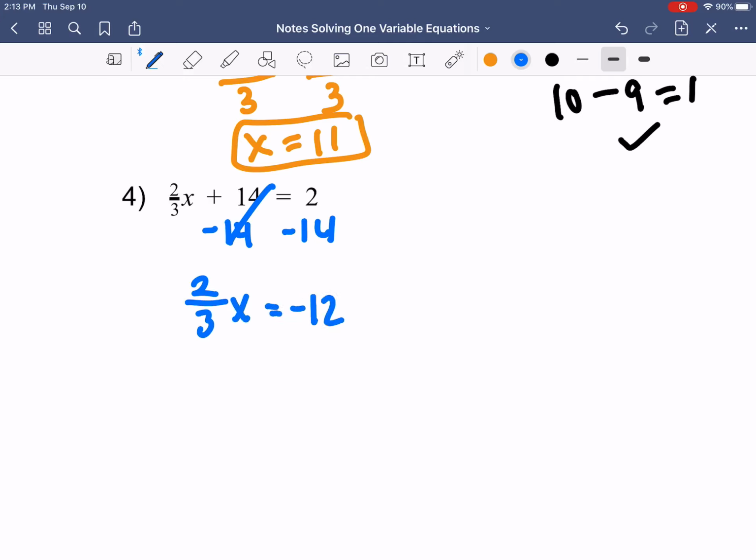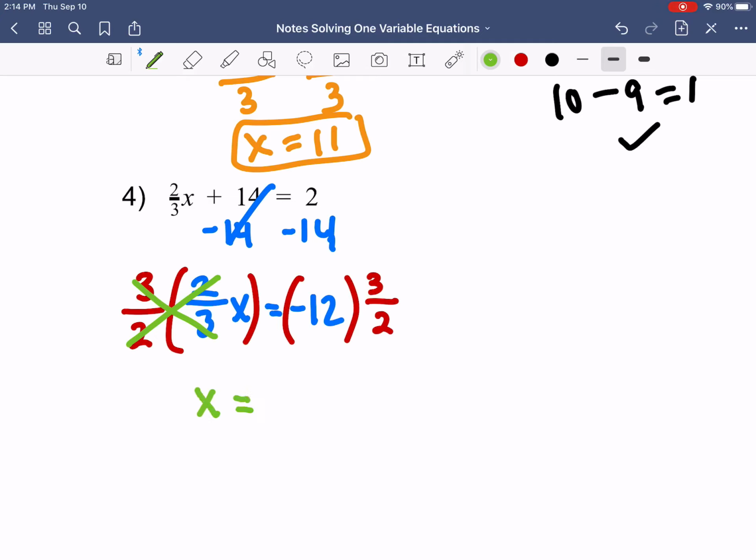When you do 2 minus 14, the bigger number is negative. 14 minus 2, though, is 12. All right, so here's what I was talking about when I was mentioning the reciprocal. The reciprocal means you flip. So I'm going to multiply both sides by the flip of 2/3. When you flip 2/3, you get 3/2. So when I do that, my 3 cancels because I'm multiplying and dividing by 3 at the same time. My 2 cancels because I'm multiplying and dividing by 2 at the same time. And now I'm just left with x.